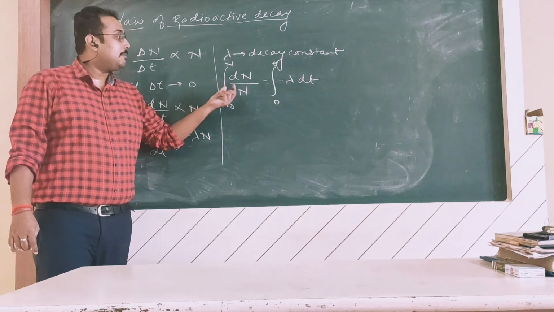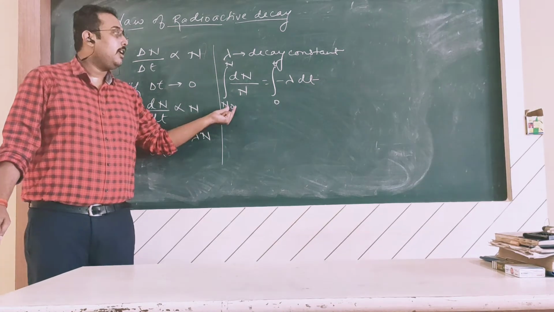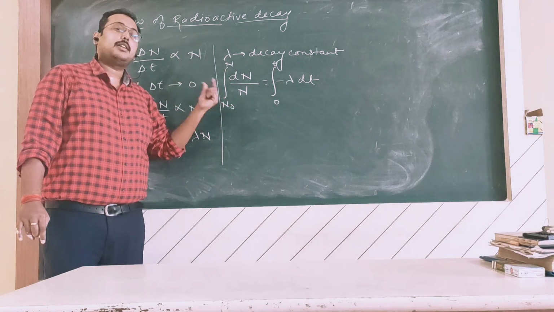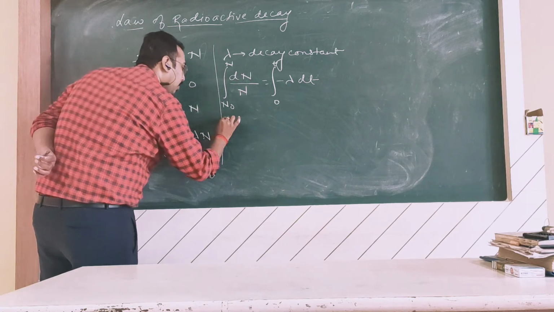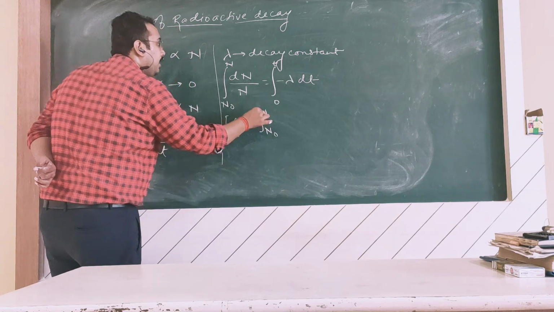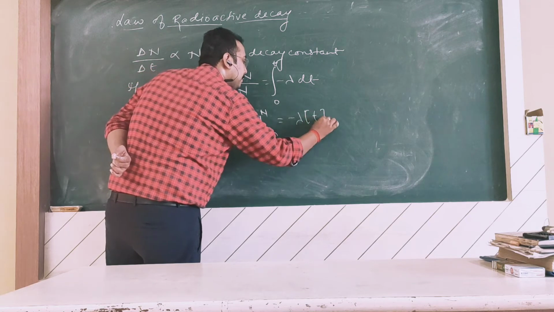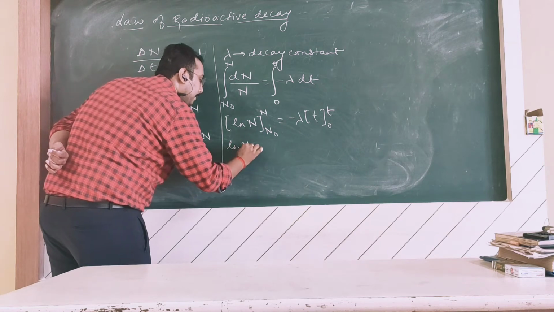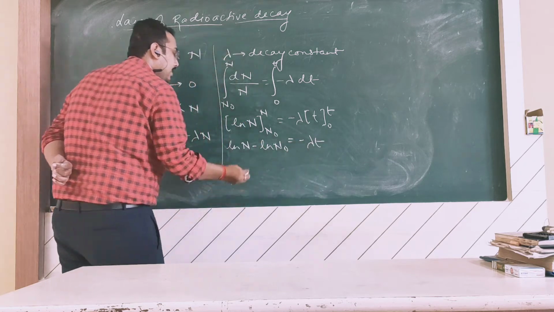Again, see how I am putting the limits. At time t equals 0, the initial number of nuclei was n0. At time t, the final number of nuclei is n. n is obviously smaller than n0. So if we do the integration, what is the integration of dn by n? It is log n, from n0 to n, equals minus lambda times the integration of dt, which is t, from 0 to t. So we can write upper limit minus lower limit equals minus lambda t.